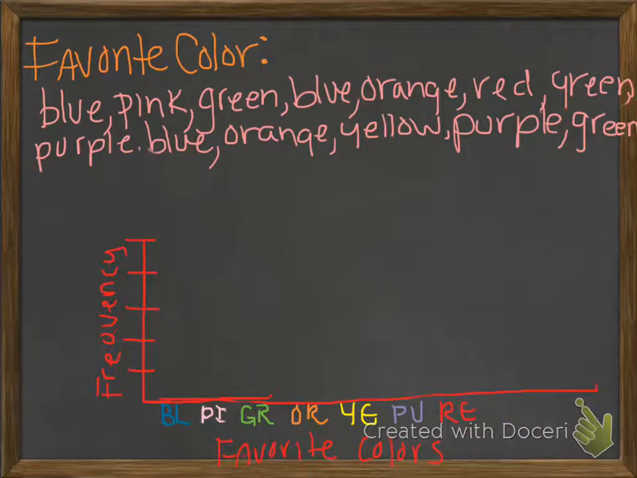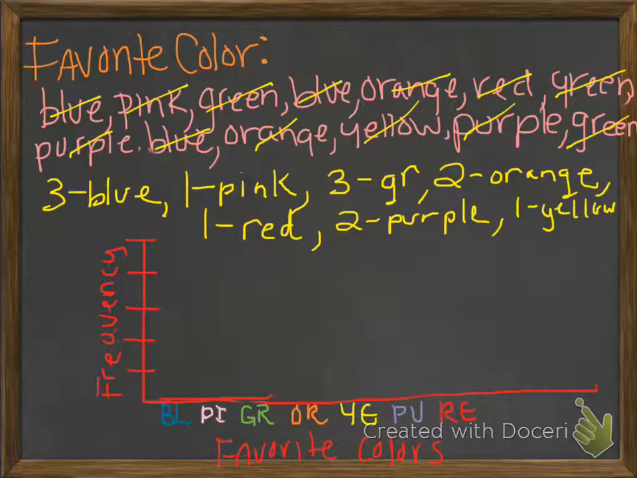Alright, let's do another one. This one actually uses non-numerical data. So we're talking about favorite colors. First what you want to do is figure out how many of each color there are. So I'm going to list those, and I will show you that. Alright, so here I have all of our colors listed and how many of each favorite color there is.